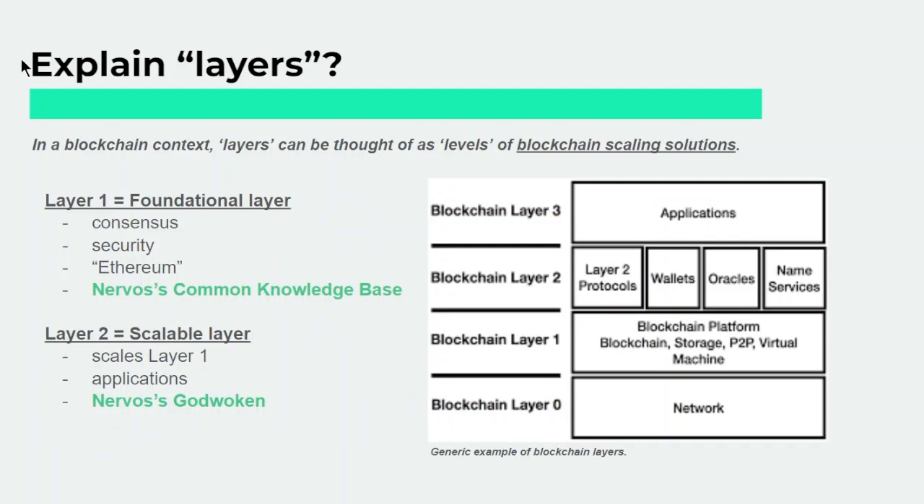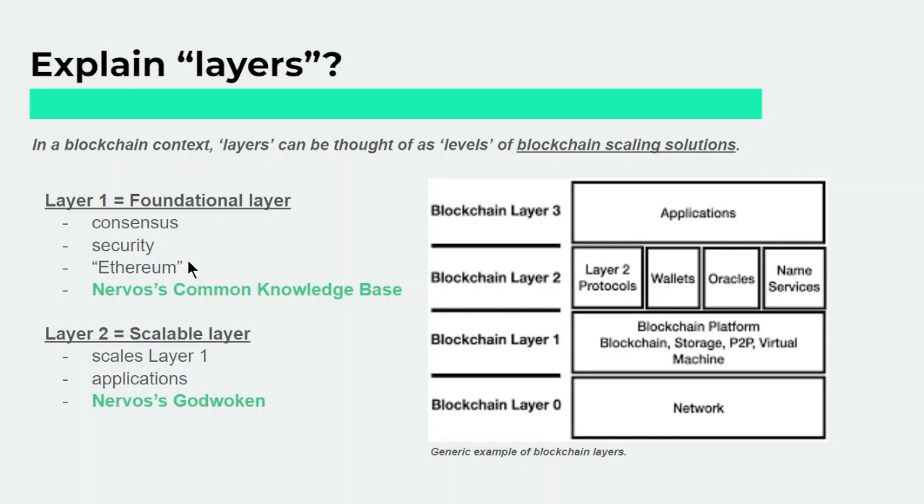So before we can start talking about Nervos Network, we first need to understand what layers are in a blockchain context and how this relates to the blockchain trilemma. So in a blockchain context, layers can be thought of as levels of a blockchain scaling solution. Again, this is where solving the blockchain trilemma comes in. Layer ones are typically known as foundational layers, not just within Nervos Network, but within all of the blockchain industry. This is typically where your consensus is going to be taking place. This is a really important part of blockchains. Additionally, they typically focus on security as well as decentralized storage.